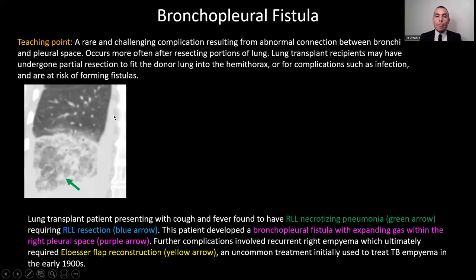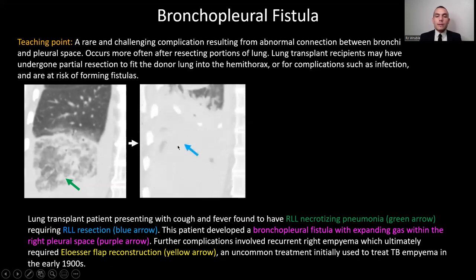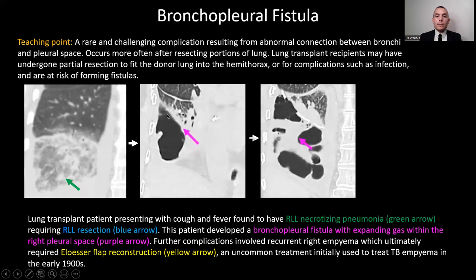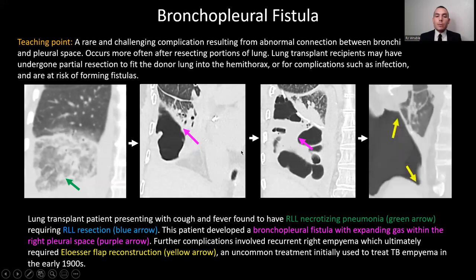Treatment is often surgical. Here's a coronal CT zoomed in on the right lung of this patient who had prior lung transplant with fever and cough, found to have a right lower lobe necrotizing pneumonia, ultimately was resected, and unfortunately developed an expanding gas collection in the pleural space, found to have a bronchopleural fistula. And this patient underwent a unique procedure called an Eloesser flap reconstruction.